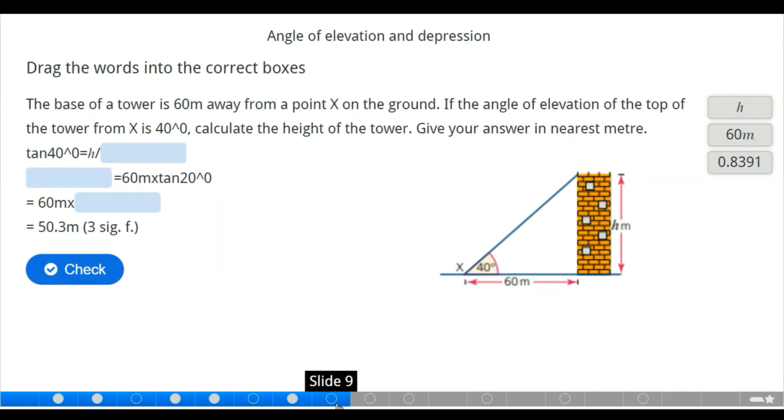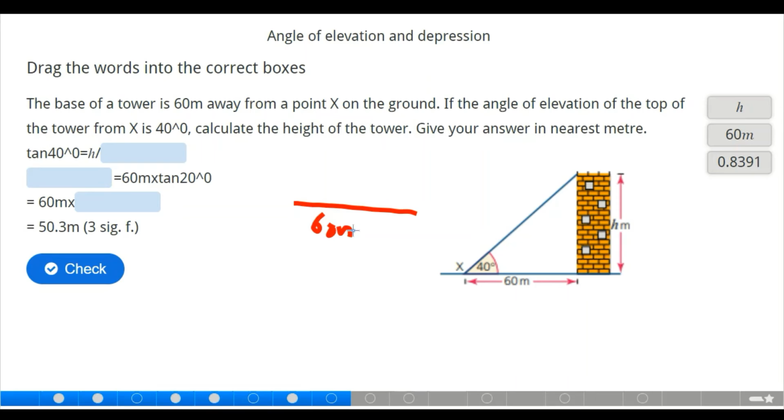So now look at an illustration here. We want to sort out this given problem. Let's check through and see what we have. The base of the tower is 60 meters away from a point X on the ground. If the angle of elevation of the top of the tower from X is 40 degrees, calculate the height of the tower. From the ground, they said this was the 60 meter. The angle to the tower is elevation, that means we are moving up from the horizontal line. We have it to be 40 degrees. So we have to calculate the height, which is what?